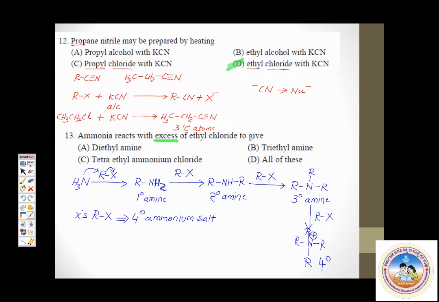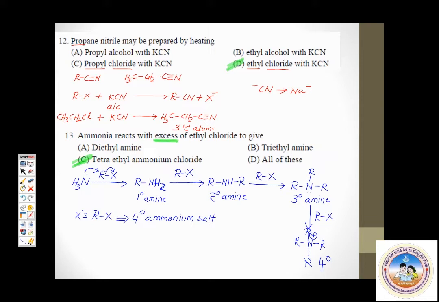The correct answer is option C, because you are taking the haloalkane in excess. That's the reason why you should get quaternary ammonium salt. I have demonstrated that. First ammonia gives primary amine. From primary amine you get secondary amine. Secondary amine will further react to give you tertiary. Tertiary will further react to give you quaternary. That's the reason why you should get quaternary ammonium salt.